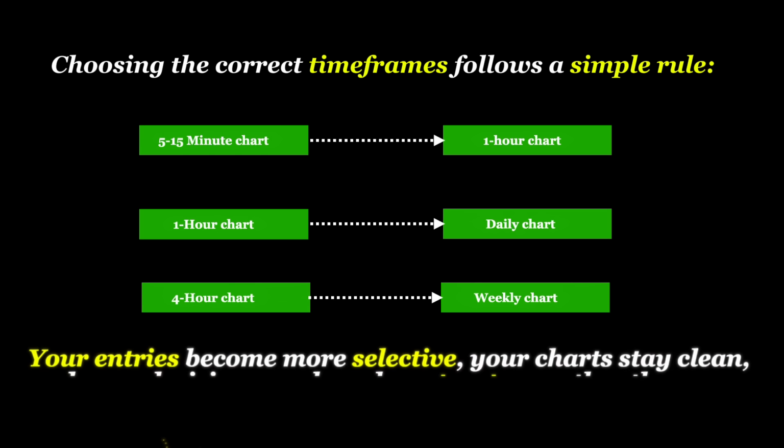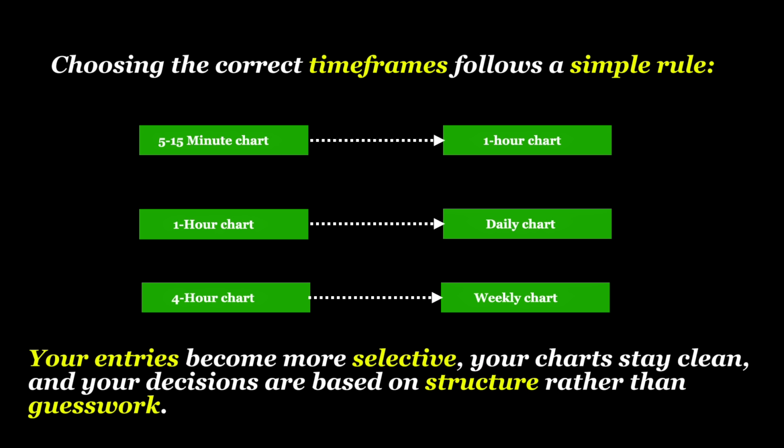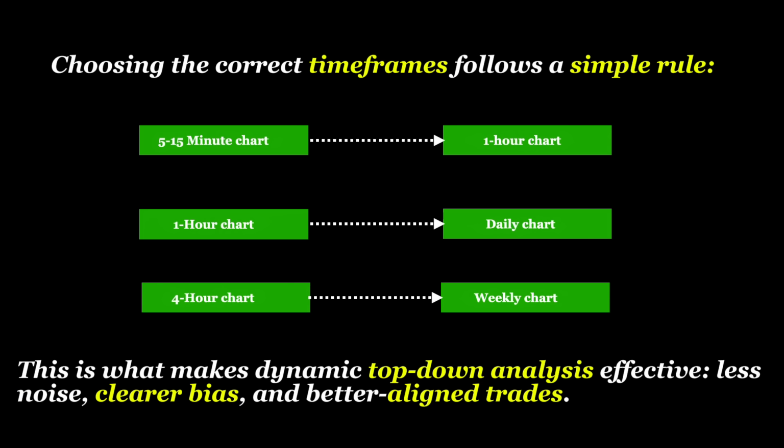Your entries become more selective, your charts stay clean, and your decisions are based on structure rather than guesswork. This is what makes dynamic top-down analysis effective. Less noise, clearer bias, and better aligned trades.